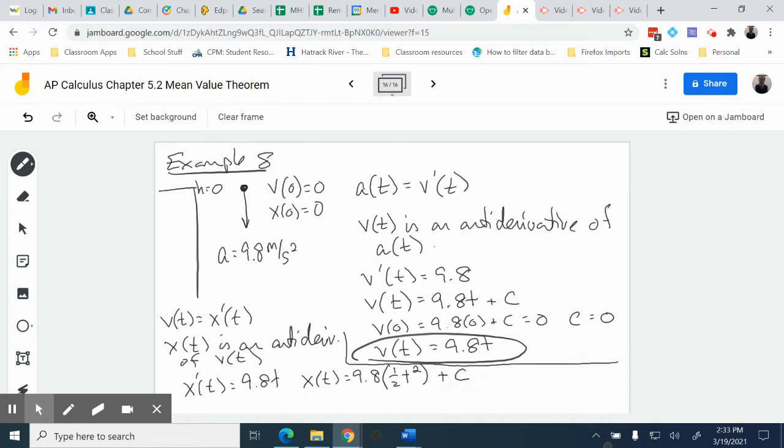So since x of 0 is 0, I can plug in 0 for t, and again, I get that the c is 0. I'll leave the calculations as an exercise to you if you are not sure, which means that the function for position with respect to time is equal to 4.9 t squared.